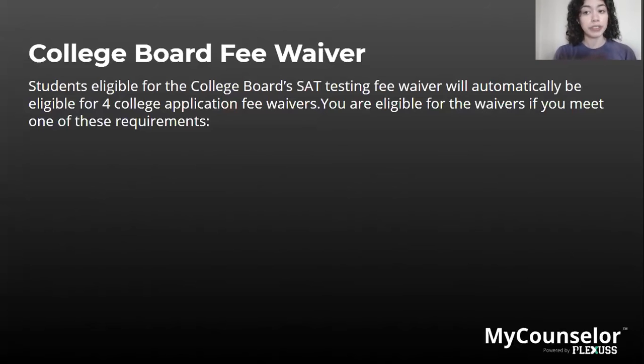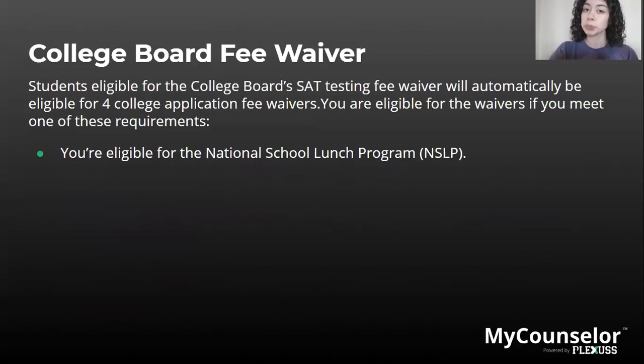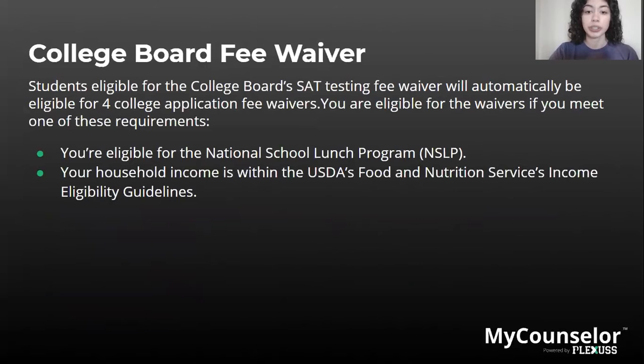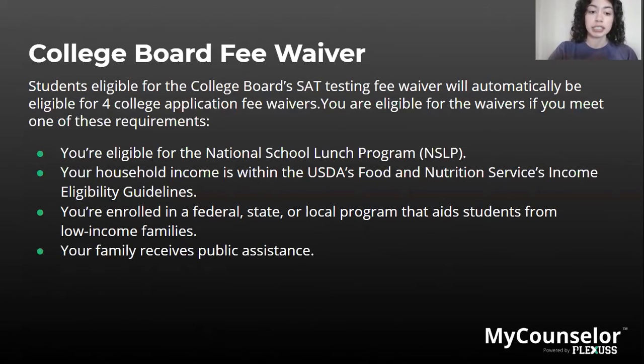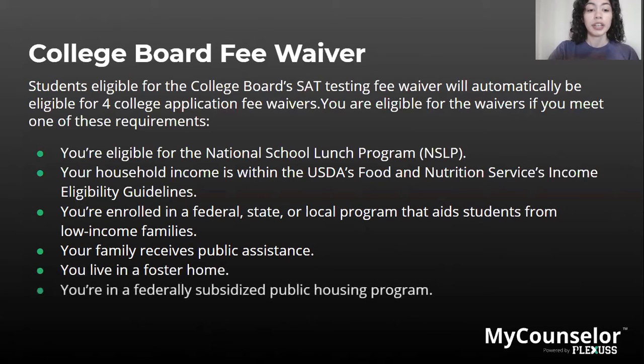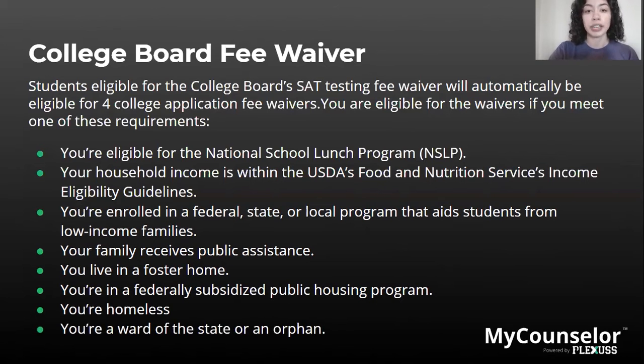You're eligible for the waivers if you meet one of these requirements. You're eligible for the National School Lunch Program. That is, if you don't know if you're eligible, you can of course check with your school or your district. Your household income is within the USDA's Food and Nutrition Services Income Eligibility Guidelines. You're enrolled in a federal, state, or local program that aids students from low-income families. Your family receives public assistance. You live in a foster home. You're in a federally subsidized public housing program. You're homeless, or you're a ward of the state or an orphan.